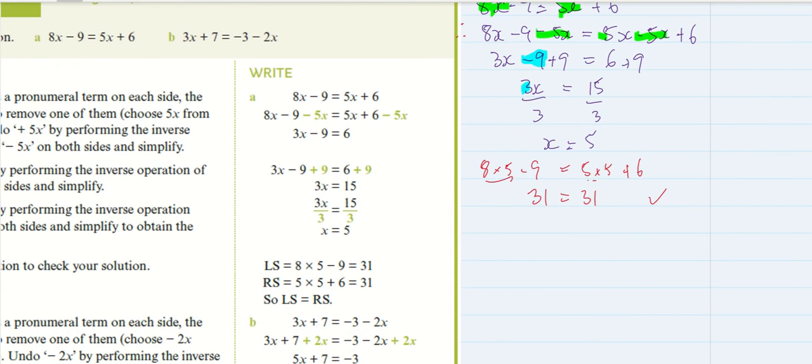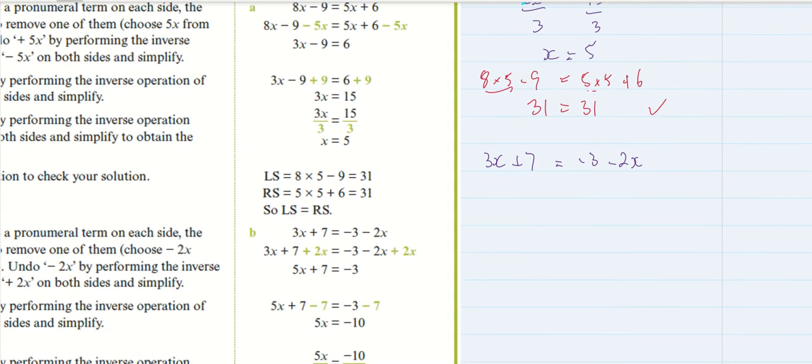So we know that we are correct. Let's look at the next problem: 3x plus 7 equals negative 3 take 2x. There are a couple of different ways I can attack this one. We're going to try and get rid of the 2x on this side first. The opposite of the minus 2x is a plus 2x.